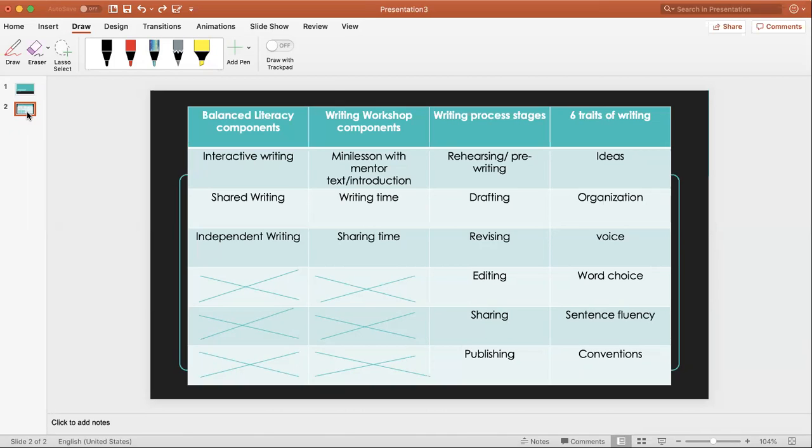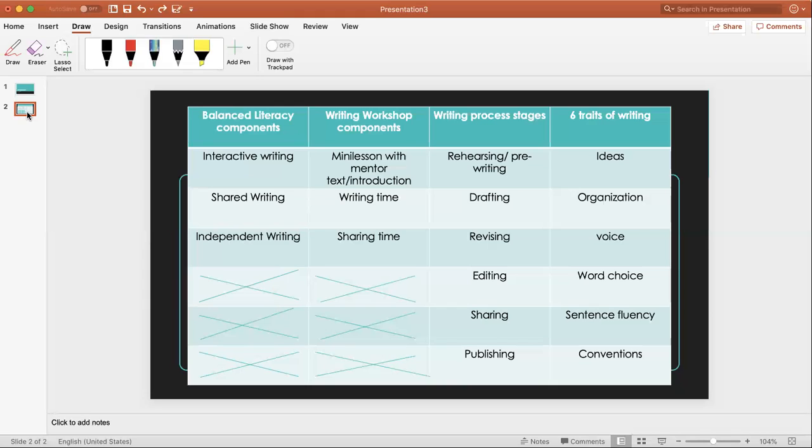Writing workshop components is mini lesson, writing time, and sharing time. The mini lesson with a mentor text / introduction is where you read a book and then you do a little lesson over it to help the kids kind of understand where you're going with it. So we did that every single time we met with our kids.